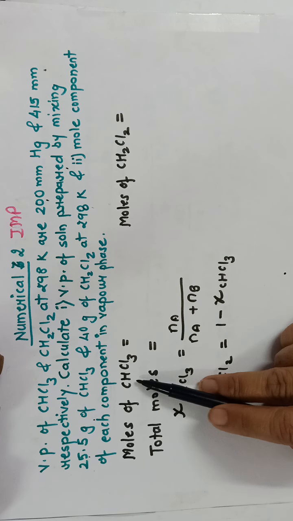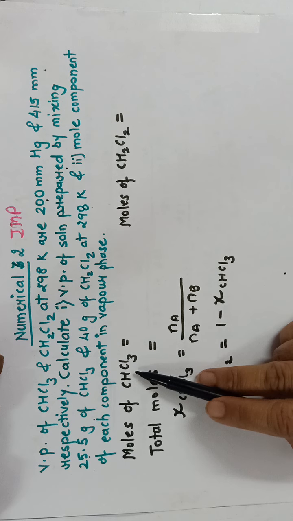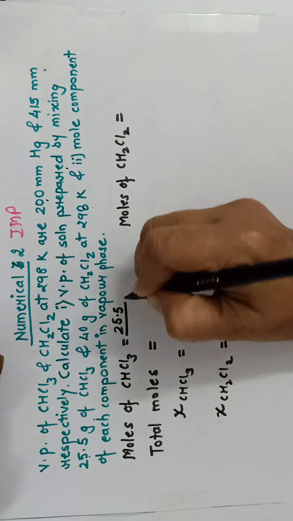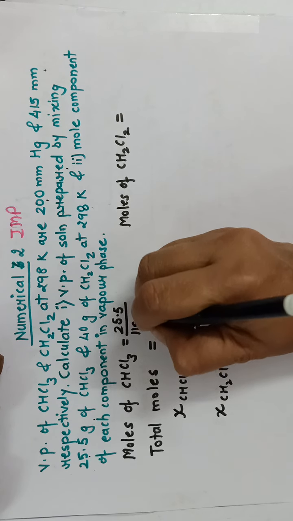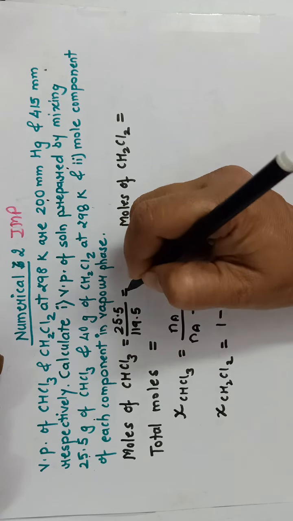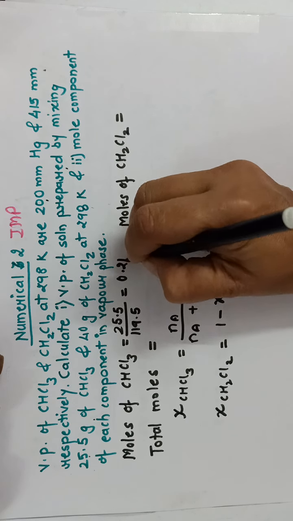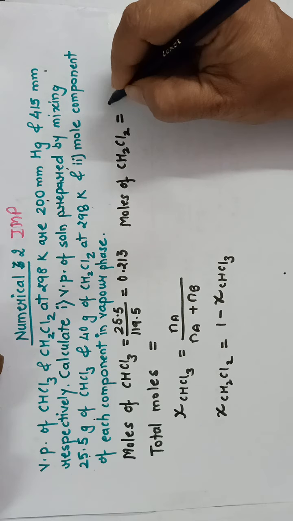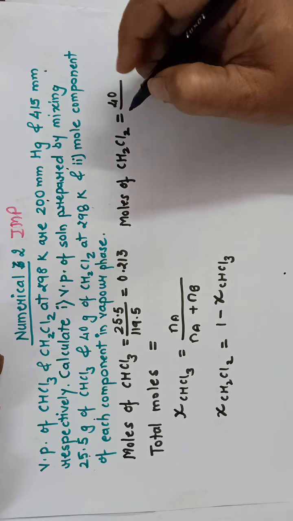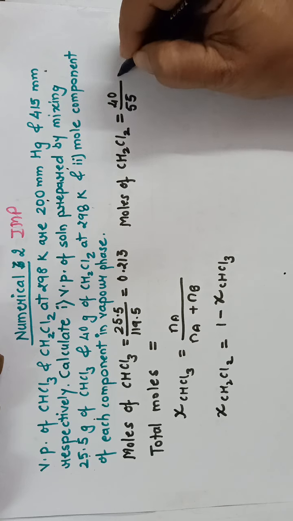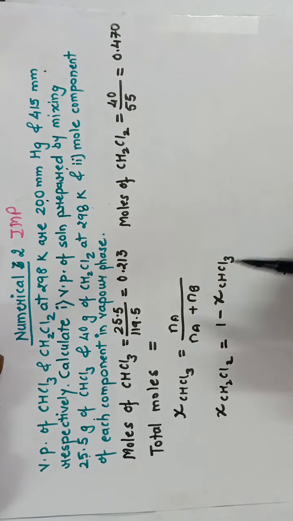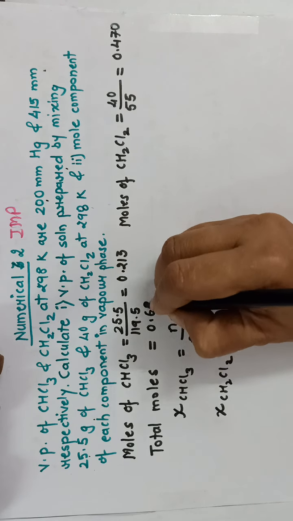Let us first calculate the moles of chloroform. The mass is given 25.5 upon the molar mass 119.5, and we get the answer 0.213 mole. Moles of dichloroethane, the mass is given 40 gram, the molar mass is 55, and we get the answer 0.470. The total number of moles by adding these two, we get 0.683.